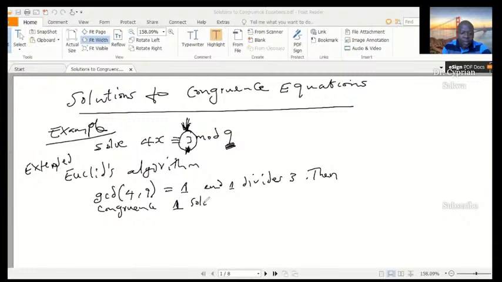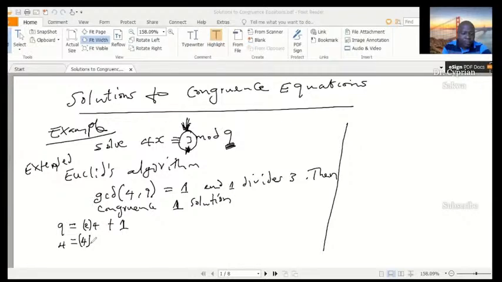Remember I said that if the GCD divides the remainder, then the number of solutions will be equal to the GCD. So since the GCD is 1, this congruence has only one solution. Let's find the solution. So we use the extended Euclid's algorithm. I ask myself, how many times does 4 go into 9? The answer is 2, and then the remainder is 1. So what about 1 into 4? 1 goes into 4 4 times.